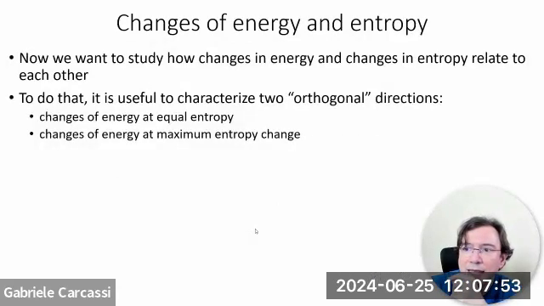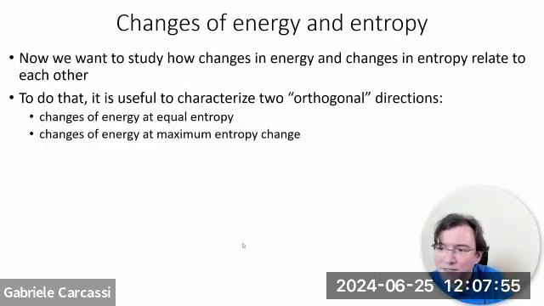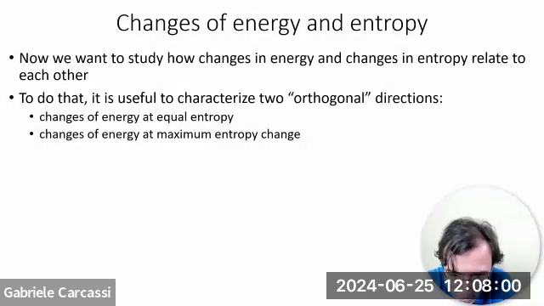And now that we have this idea, what we really want to look at, since energy is one of the most important quantities, is how changes in energy and changes in entropy relate to each other. And to do that, we define two essentially orthogonal directions in which you can exchange energy with our system. One, we are looking at changes of energy at equal entropy. So you change the energy, but the entropy does not change. And then we want to look at changes of energy at maximum entropy changes.